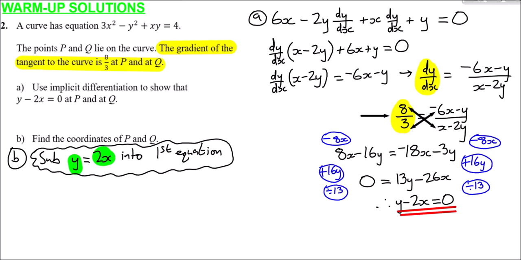Whoops, that was a mistake. So let's see what happens there. That's going to give us 3x squared minus y squared, which we're now going to write as 2x squared, plus x times y, which we're going to replace with 2x, equals 4.